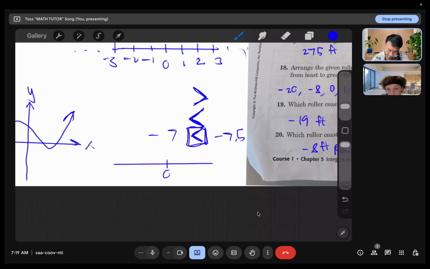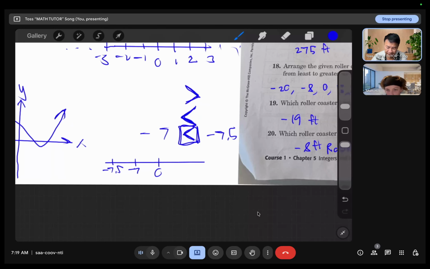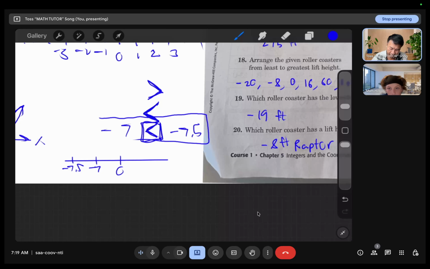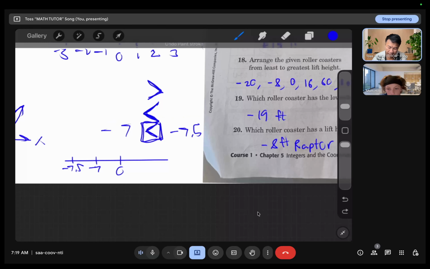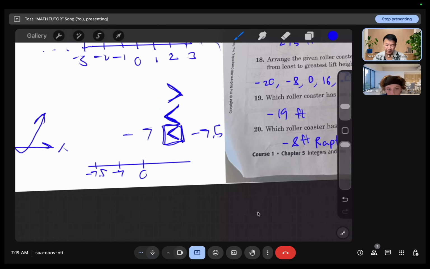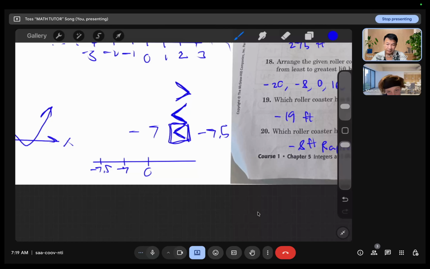This is 0. This is negative 7. This is negative 7.5. Now, let's go back from left to right. This statement right here: is negative 7 greater than or less than negative 7.5? Comparing the two, it's greater than. Okay, you're getting this, but it's still confusing. I can see that. It's still confusing, meaning that we're going to practice some more.